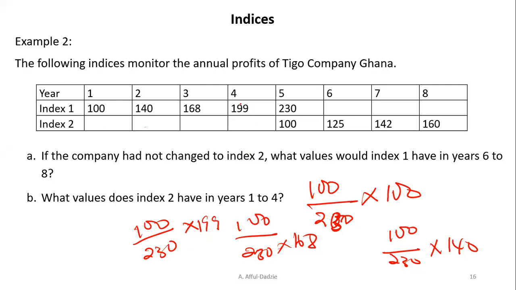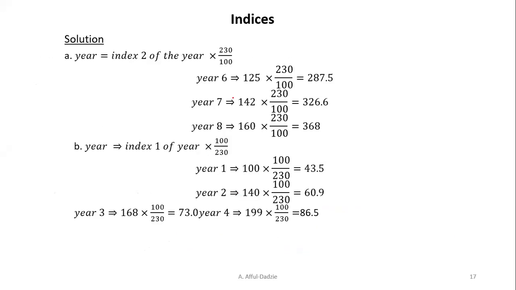All right, so we kind of try to solve it here. So index 2 of the year times this. We go to index 2 of that particular year, then we take the new index over the old index. And when we move back to the old index, it is the old index over the new index times the index of the year of interest. The old index over the new index times the old index of the year of interest.